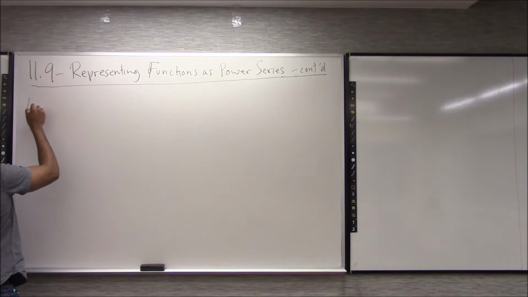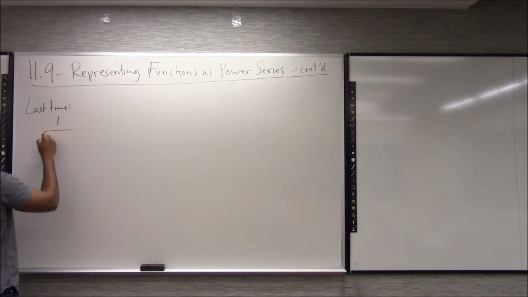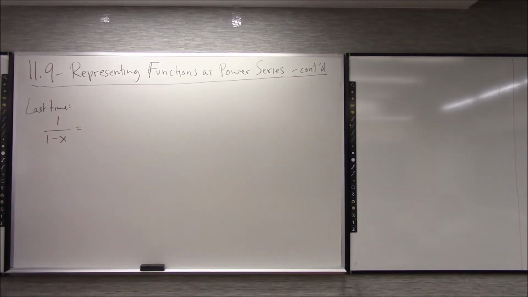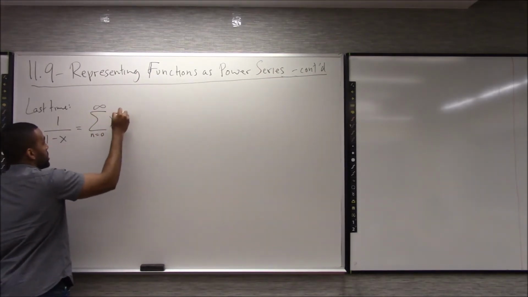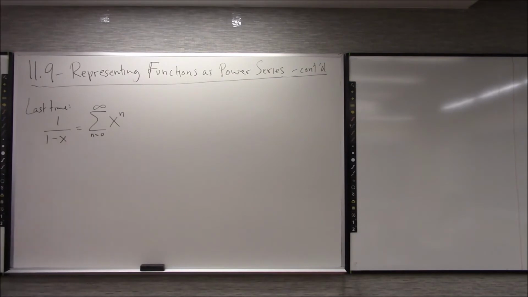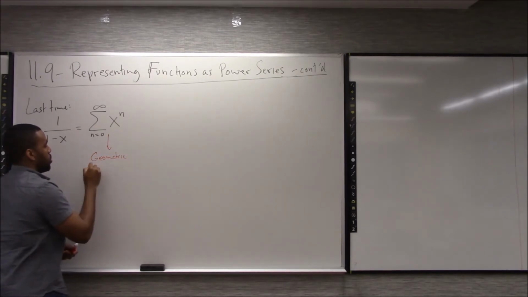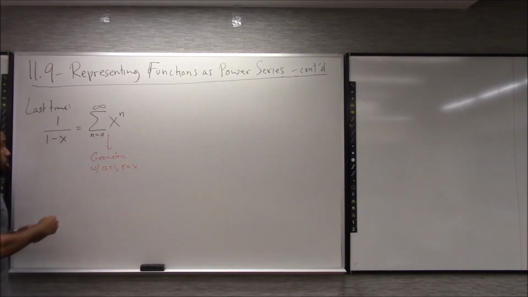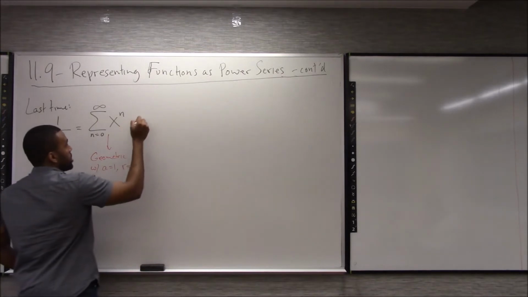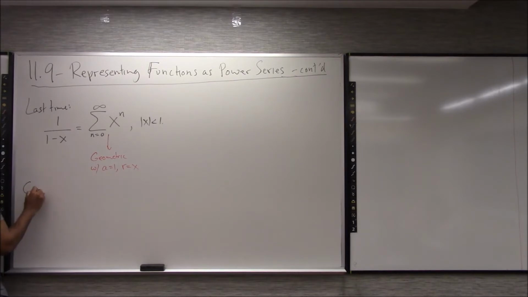So last time, and this is important, we found a power series for this guy. And that was, it goes from 0 to infinity of x to the n. And the idea was, we thought of that as a geometric series. This is geometric with a equals 1 and r equals x. And of course, by that same token, that means it works when your x is less than 1 in absolute values and the convergence is absolute.